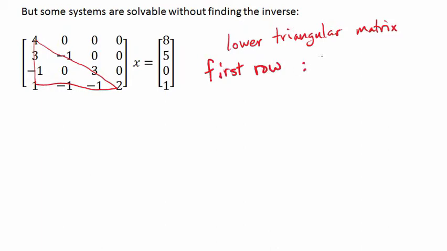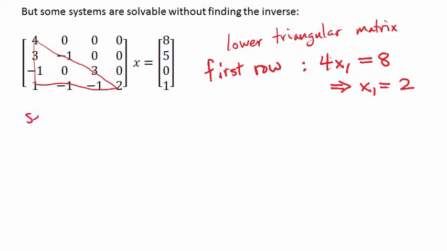We have 4 times x1 plus 0x2 plus 0x3 plus 0x4 is equal to 8. In other words, there's only one variable that appears in that first equation, so we can solve it to say that x1 must equal 8 over 4, which is 2.